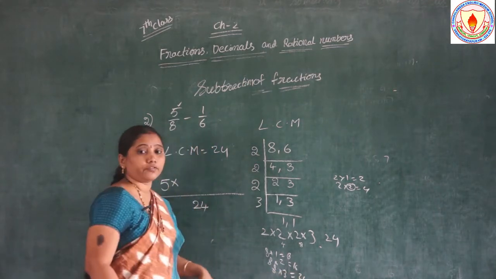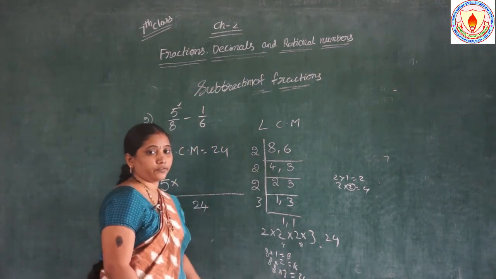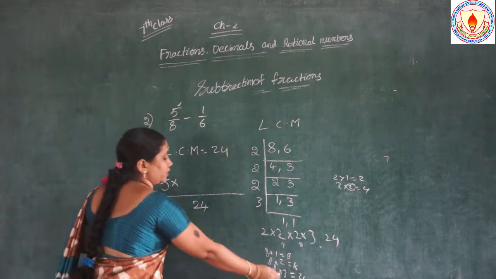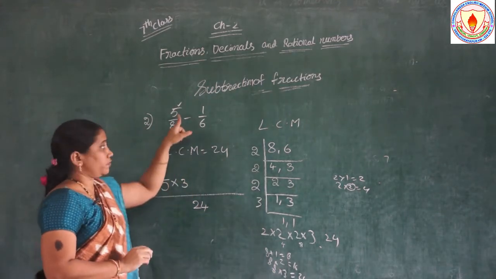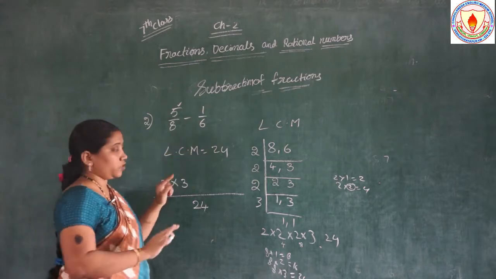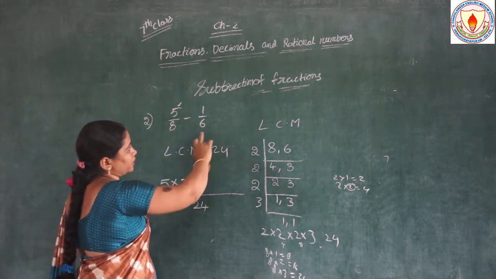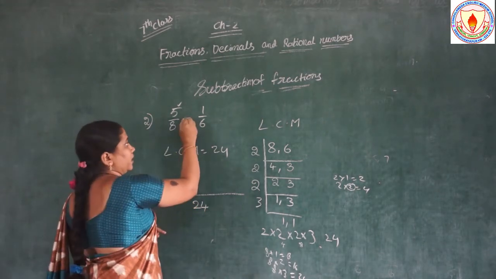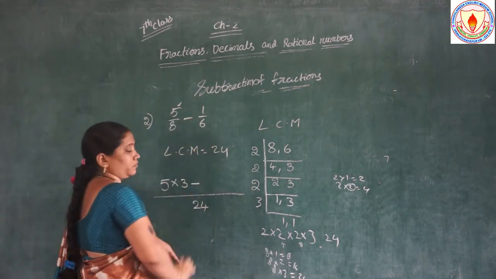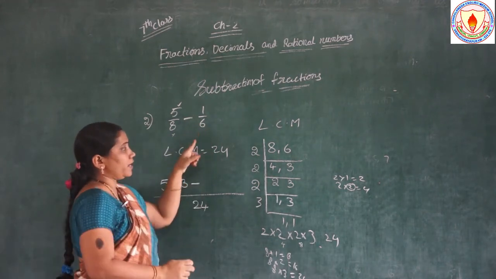How many times did we get 24? 3 times you get 24 in the 8th table. So that many times you have to write. Finish, you completed this first fraction. So go to the next fraction. When we move to the next fraction, what is the symbol you have to write? So here the symbol is minus. So this is over. Go to the next fraction, 1 by 6.